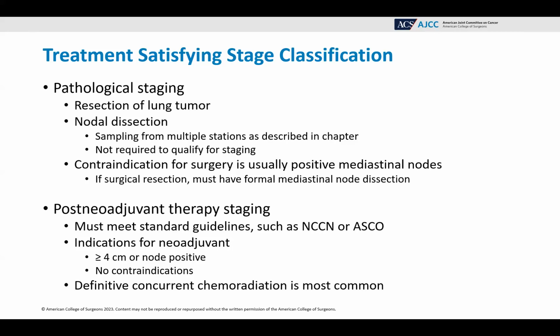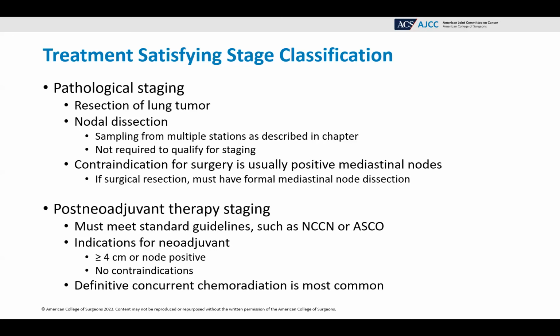Treatment satisfying the stage classification. For pathological staging, it would be a resection of the lung tumor. You most often have a nodal dissection. Sometimes it's a sampling from multiple stations as described in the chapter, but it's not required to qualify for staging. And the contraindication for surgery is usually positive mediastinal nodes. If there's a surgical resection, they must have a formal mediastinal node dissection if they go on to do this, but it's not common. For post-neoadjuvant therapy staging, you must meet standard guidelines such as NCCN or ASCO.